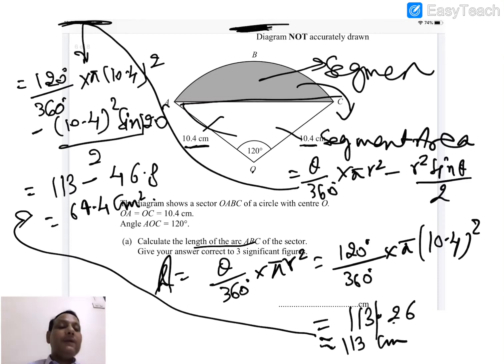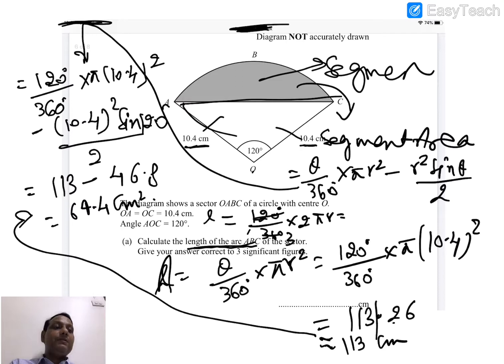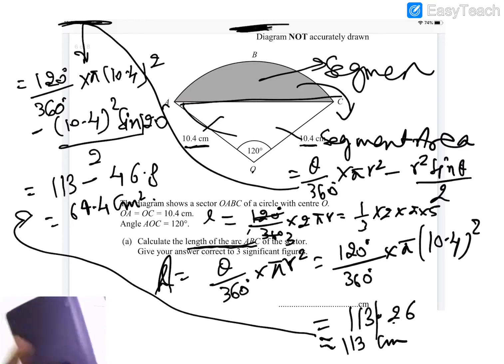Now people are saying that in the beginning I did it wrong here: it was arc length, but by mistake I thought area, and I calculated that for you all. I'm just calculating the arc length in a few seconds here. Arc length will be theta 120 over 360 times 2 pi r. As you know, this is 3, so 1/3 times 2 times pi times 5. So you can get 1 divided by 3, then times 2 times pi times 5.